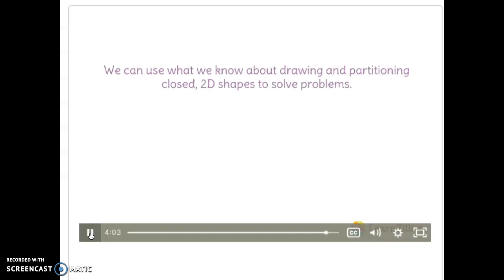We can use what we know about drawing and partitioning closed 2D shapes to solve problems.